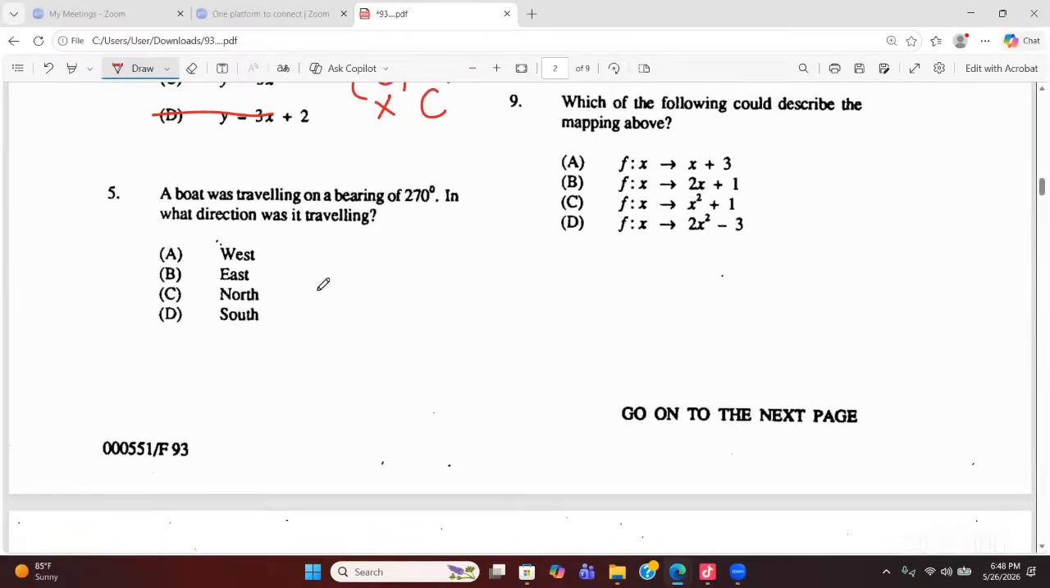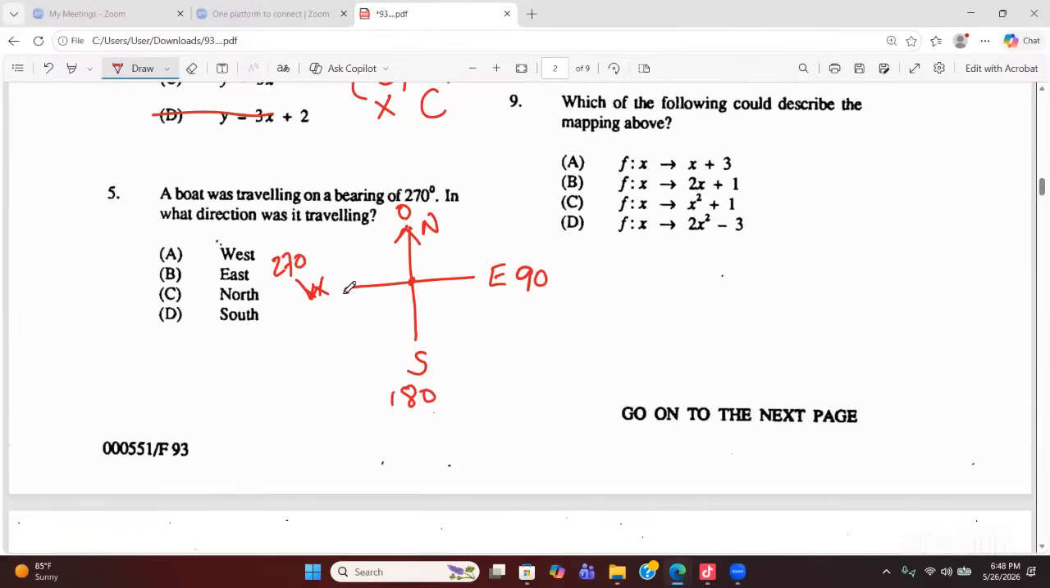All right, so you're looking at number 5. Number 5 says a boat traveling on a bearing of 270 is going in what direction? Now, if you remember, your directions are like this: north, south, east, and west. All bearings are from the north. So this is 0, this is 90, this is 180, and by the time you reach here, you're at 270.